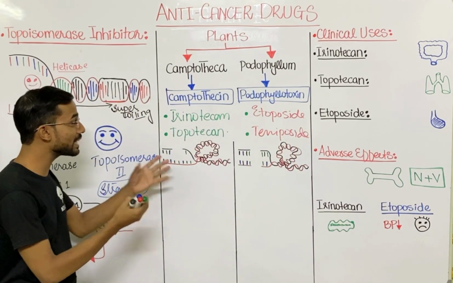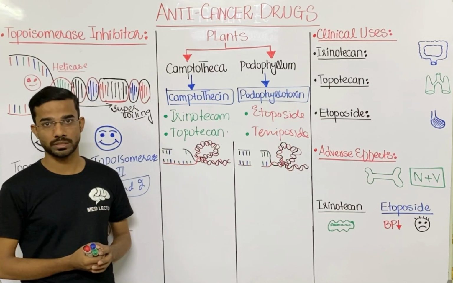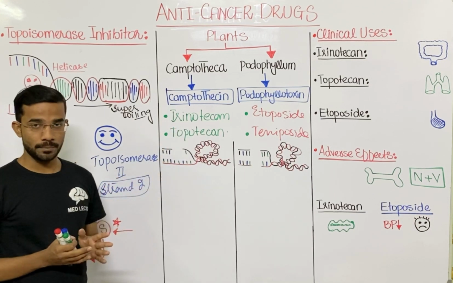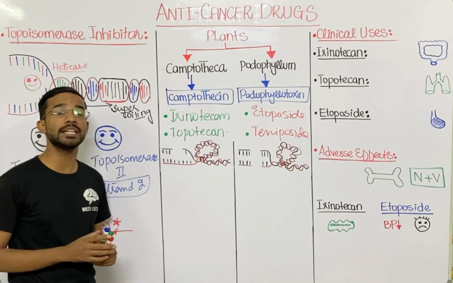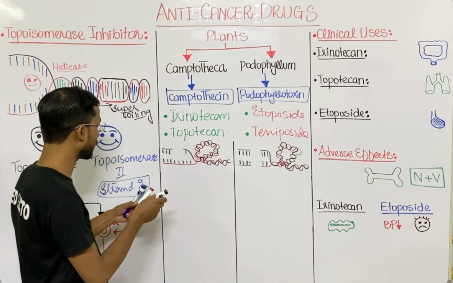So basically they extract from the plant. They are actually the natural sources. Okay, so Irinotecan and Topotecan basically inhibit the topoisomerase enzyme 1. That's the most important thing.